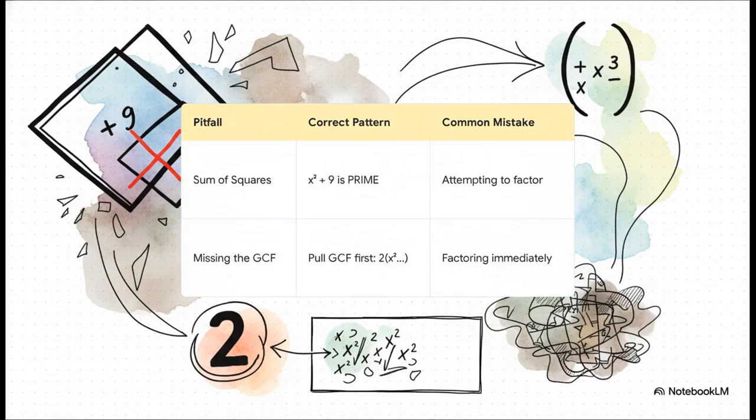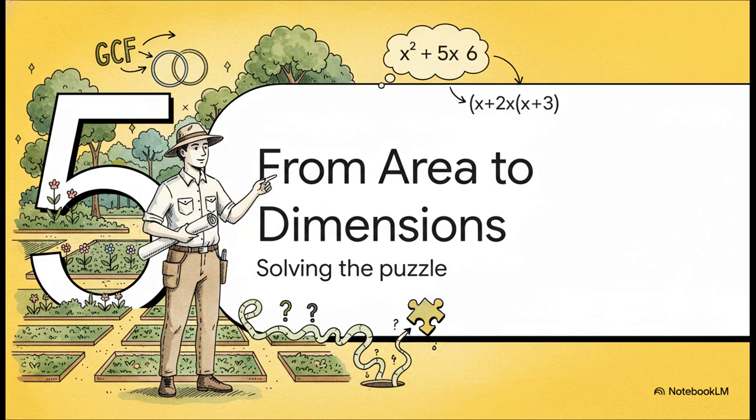The other big one is just forgetting the GCF. You might look at an expression like this one and think it's way too complicated. But if you just pull out that GCF of 2 first, the trinomial that's left inside is suddenly way, way easier to solve. Okay, we have officially built our toolkit.